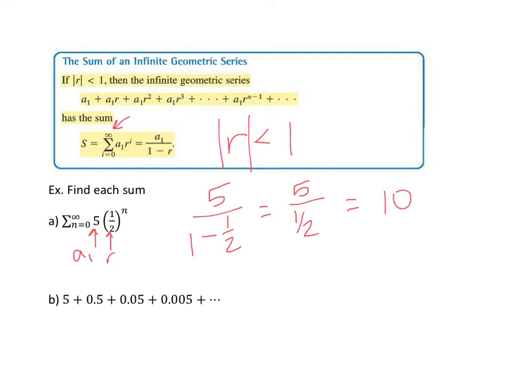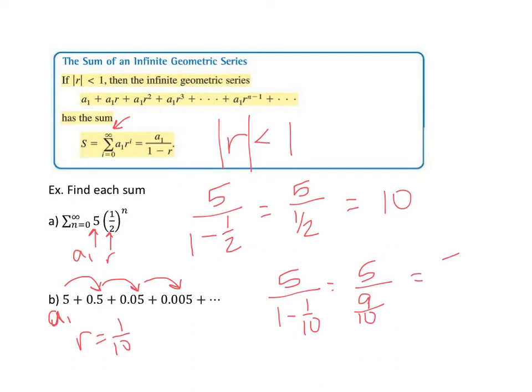Let's see, this one, I got my a sub 1. I need to get my r. My numbers are getting smaller, so I can find a sum. Looks like every time I go, I'm dividing by 10. So that would mean my r is 1/10. So a1 would be 5 over 1 minus 1/10. 5 over 9/10 would be 5 times 10 over 9. So that would be 50 over 9, or 5.5 repeating.